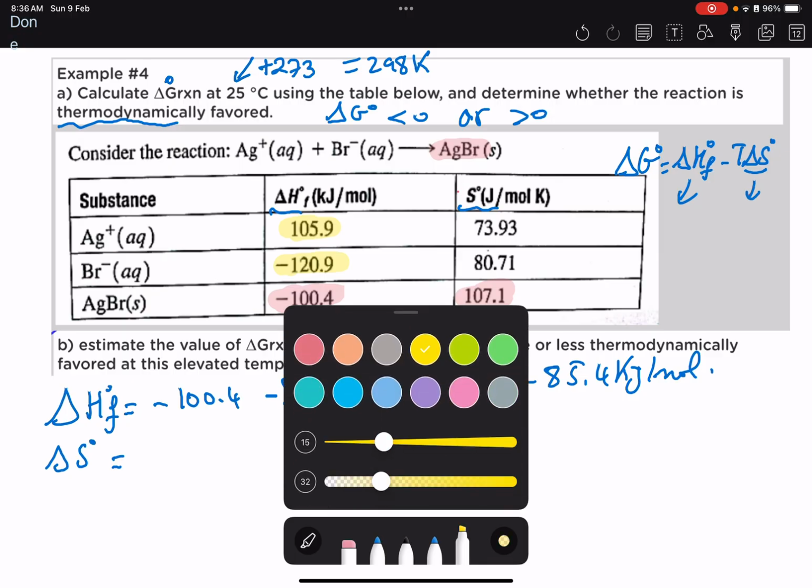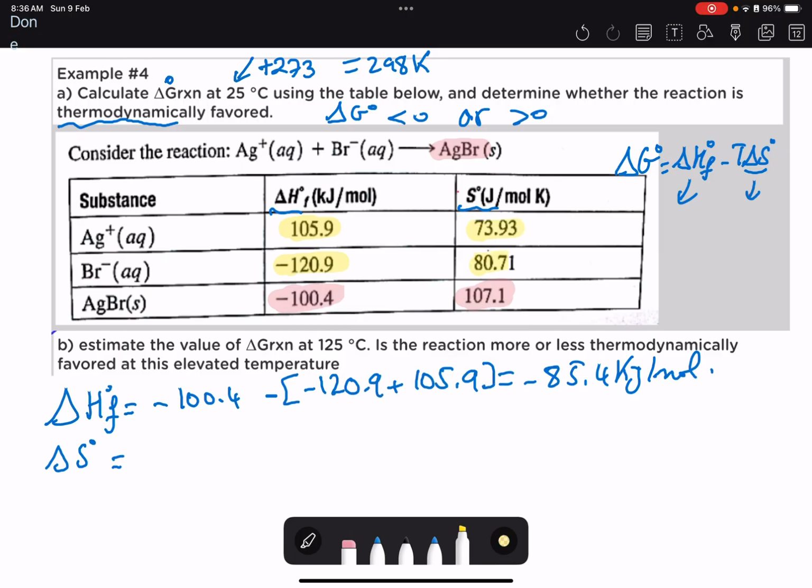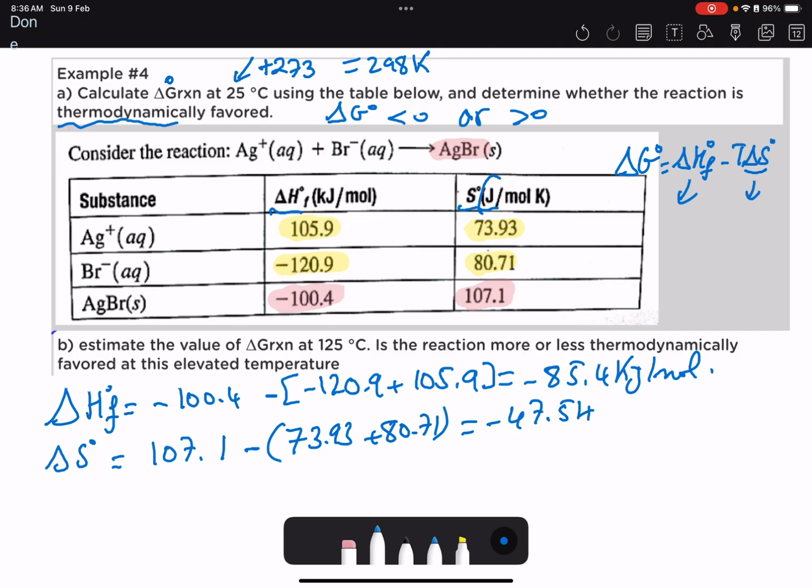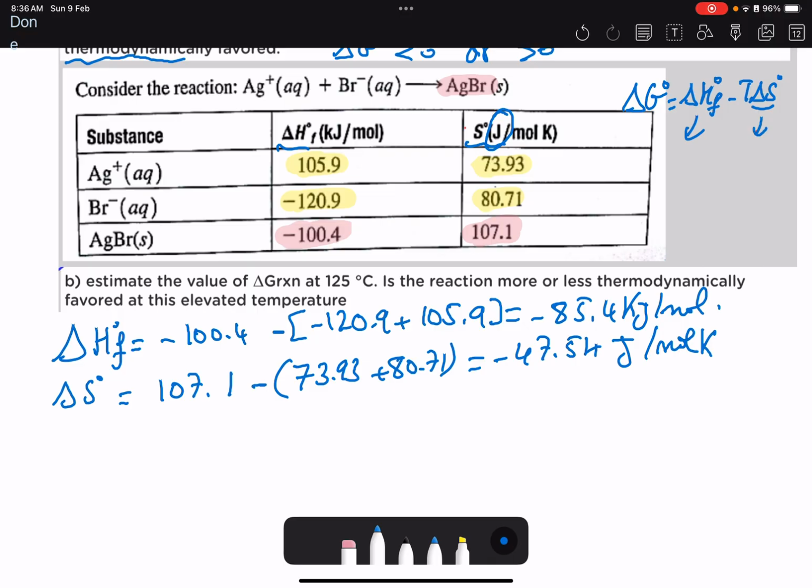minus the two reactants. So 107.1 minus the sum of 73.93 and 80.71. And the answer is going to be negative 47.54 joule per mole Kelvin. We have to be careful not to forget the step of converting entropy to kilojoule per mole Kelvin.